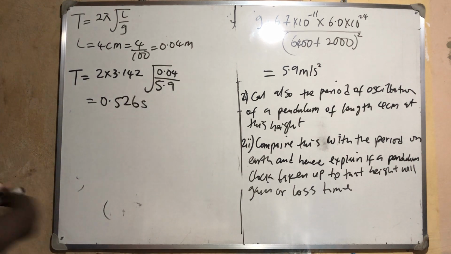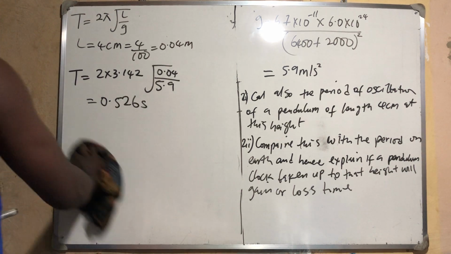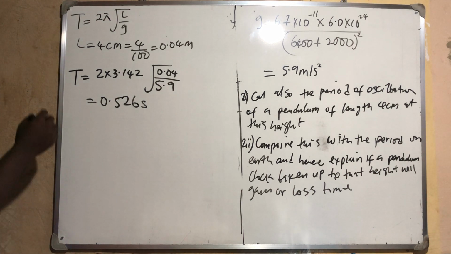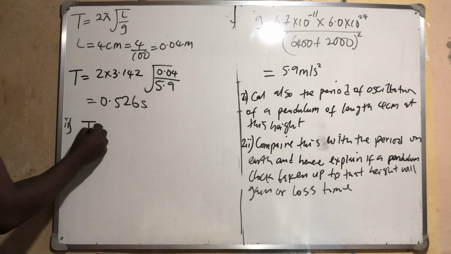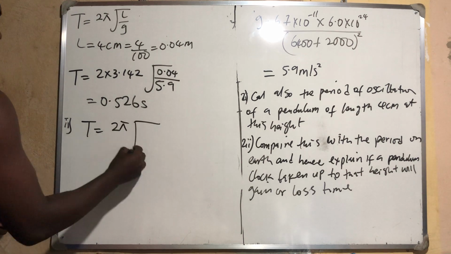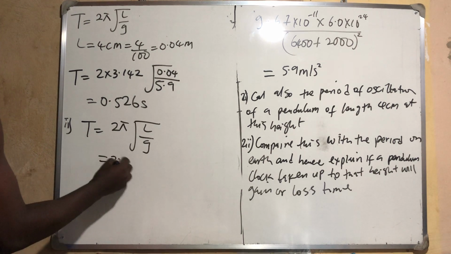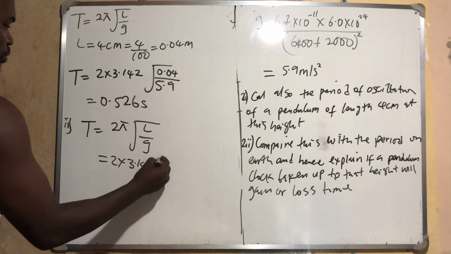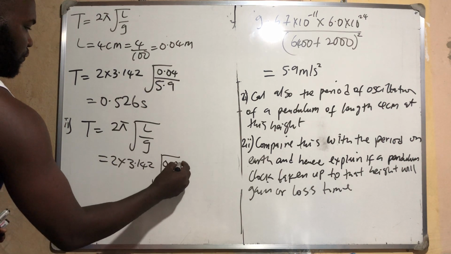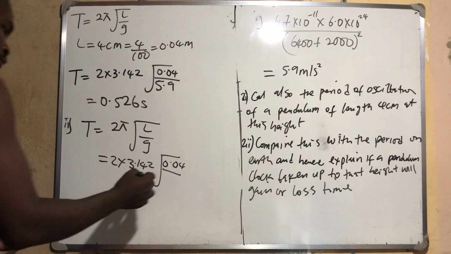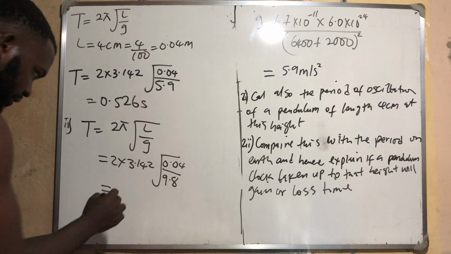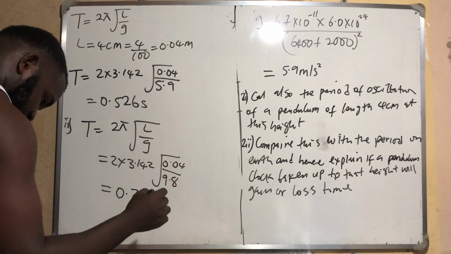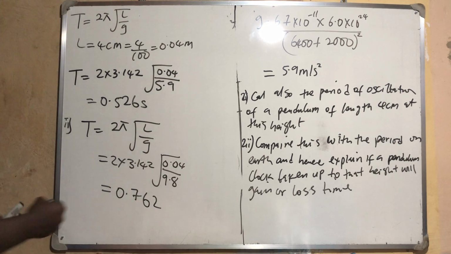Okay, but we said we should compare it with the normal period on the earth surface. So let us calculate the period when it is on the earth surface. I know that my period is equal to 2 pi the square root of L over g, which is 2 times 3.142, then the square root of 0.04 all over g. The g here is the normal acceleration due to gravity, which is 9.8. So if you do everything there, you'll have 0.762.